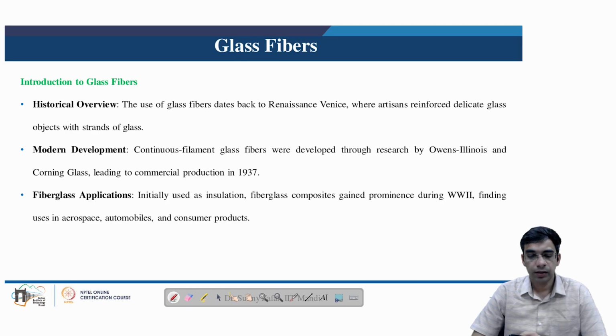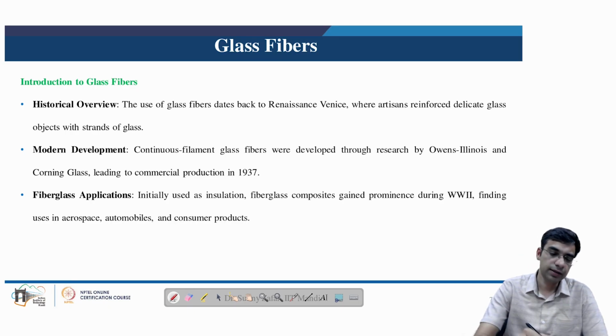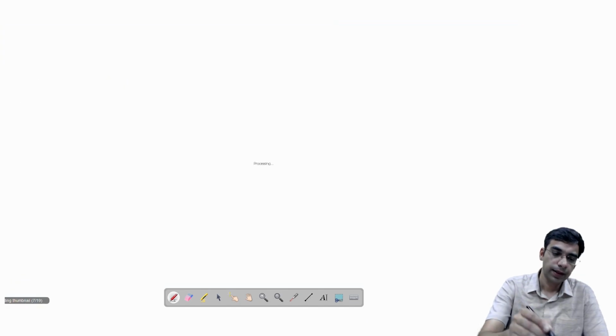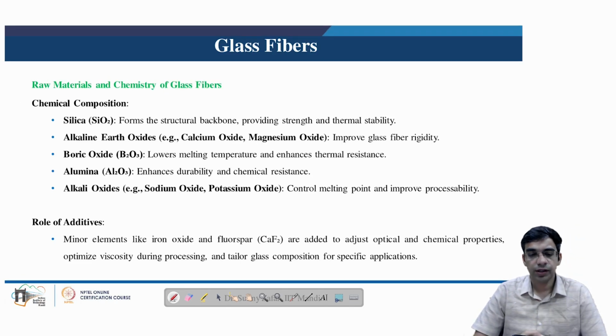Since then, glass fibers were initially used as thermal insulation, and they gained prominence during the World War II period, in which they found widespread applications in aircraft, automobiles, and several consumer products. So let us see what raw material goes into making the glass fiber.